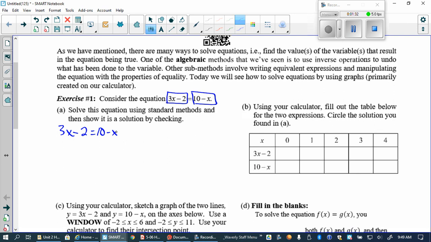So what am I going to do to get all my x terms over on the left side of the equal sign? Add x. We can add x to both sides. And we might as well go ahead and add the 2 to both sides, instead of doing another step. It gives us 4x equals 12.